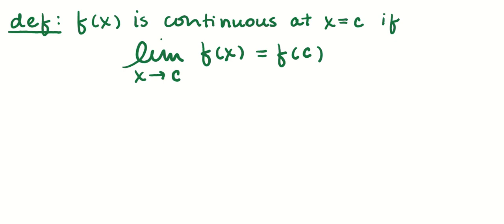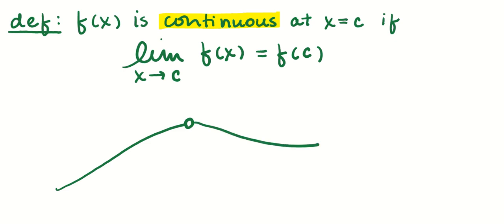And that's going to be that a function is continuous at a particular x value if the limit as x approaches that x value is equal to the value of the function. So let me draw you a little picture here. Suppose the limit of f of x as x approaches c exists, right? Okay, the limit exists. But it is not equal to the value of the function. Okay? That would be discontinuous, right?